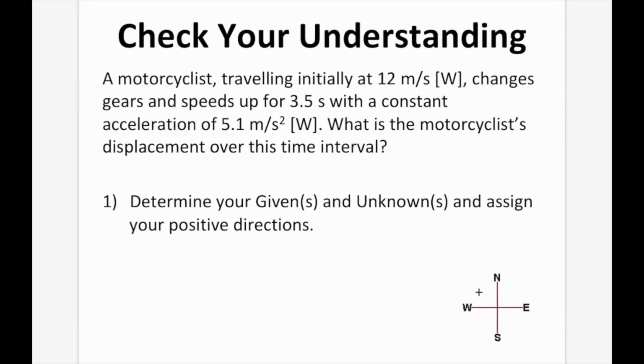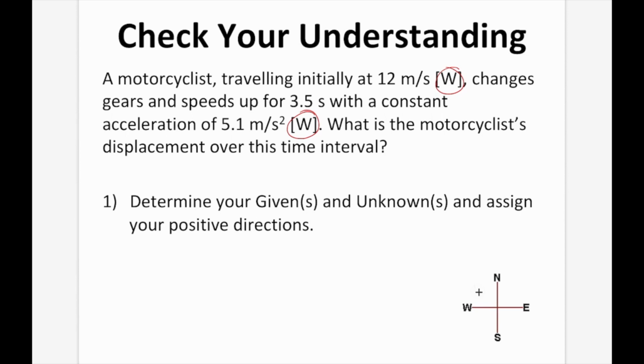Check your understanding. A motorcyclist traveling initially at 12 meters per second west changes gears and speeds up for 3.5 seconds with a constant acceleration of 5.1 meters per second squared west. What is the motorcyclist's displacement over this time interval? So the first thing you need to do is determine your givens, unknowns, and assign a positive direction. The positive direction that we're going to assign is going to be northwest. We picked west mainly because every direction in the question is west. We could have picked southwest, but I just picked northwest.